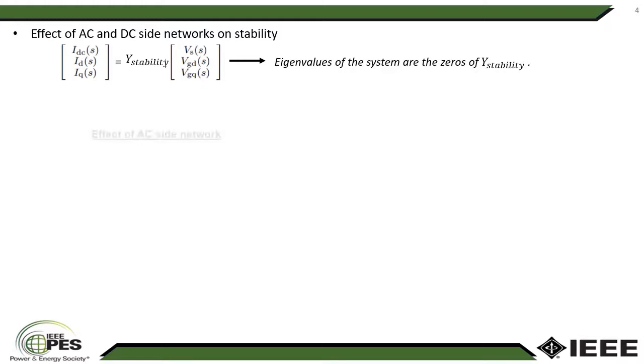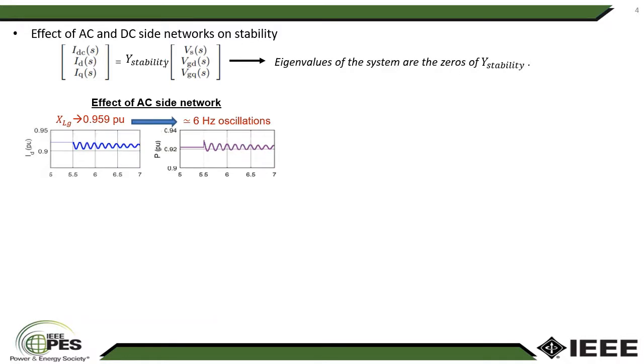For example, when we wanted to test the effect of the AC side networks on stability, several experiments were done where the value of the line impedance was incremented in the EMT testbed until the system showed some oscillations as a result of a step change in the PCC bus voltage. When we reached a line impedance value of 0.959 per unit, the time domain data showed 6 Hz oscillations resulting from the step change in the PCC bus voltage.